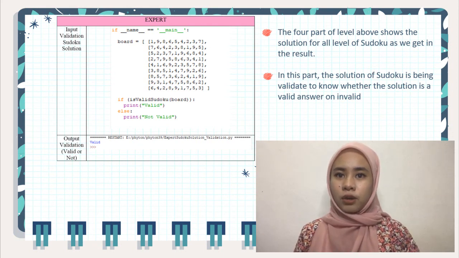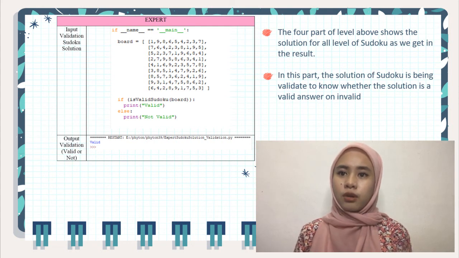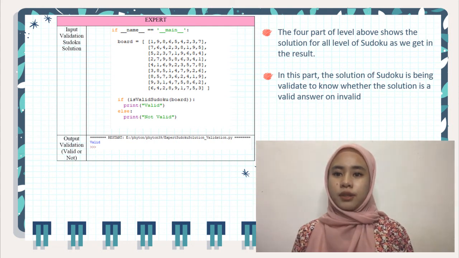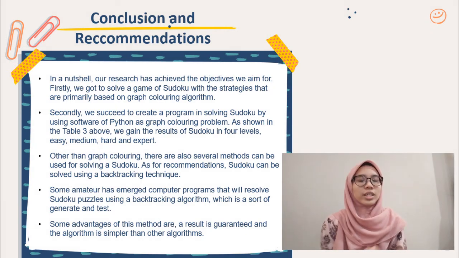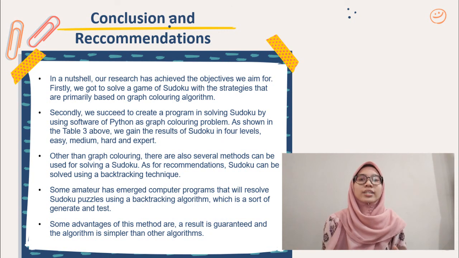In this part, the solution of Sudoku is validated to know whether the solution is a valid or invalid answer. In a nutshell, our research has achieved the objectives that we aim for. Firstly, we solve a game of Sudoku with strategies primarily based on the graph coloring algorithm stated in phase 2 of the methodology. Secondly, we succeed in creating a program to solve Sudoku using Python programming, as we get in the result of table 3. Other than graph coloring, Sudoku can be solved by several methods.